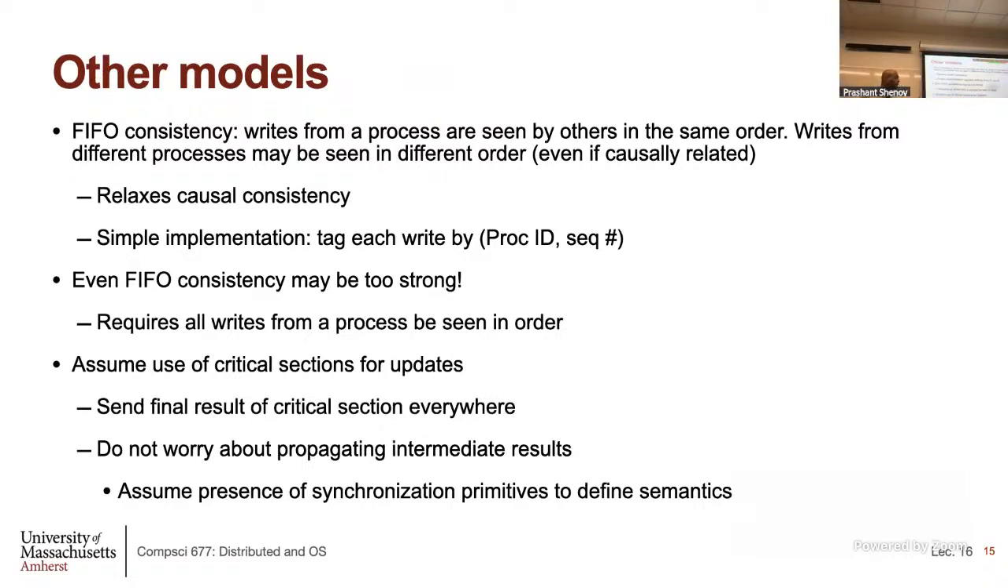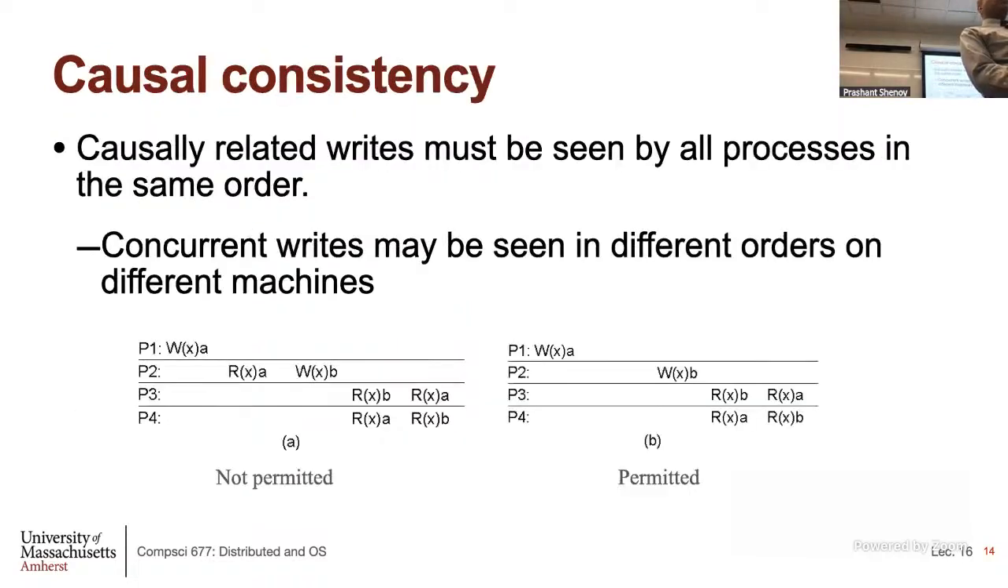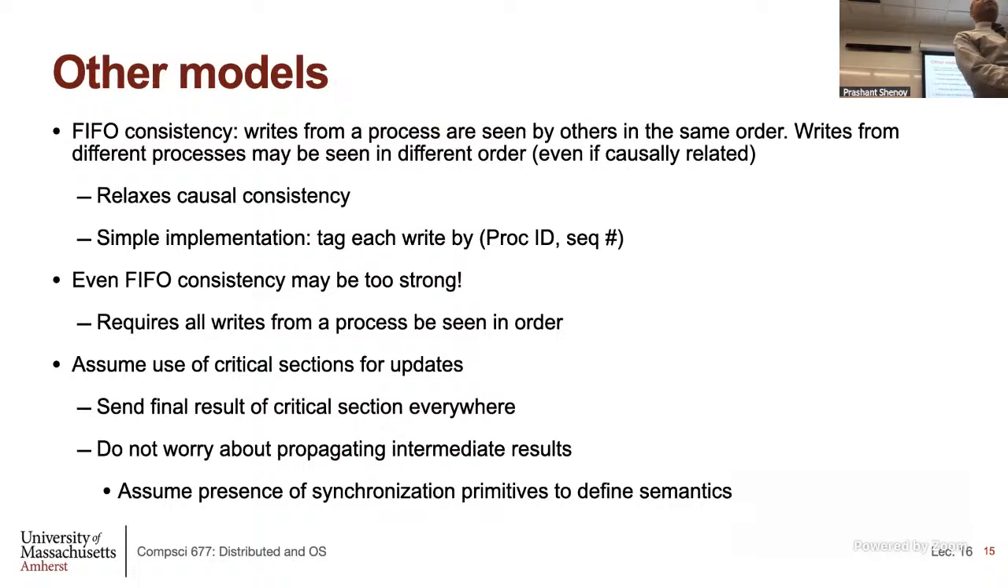There are many other models. We will not go into this. There is something called FIFO consistency that's even looser, which says writes from a process can be seen by others in the same order, but writes from different processes can be seen in different order, which basically means you don't even need to worry about causal relationships. You can see writes in different order on different machines. So it relaxes that and so on.